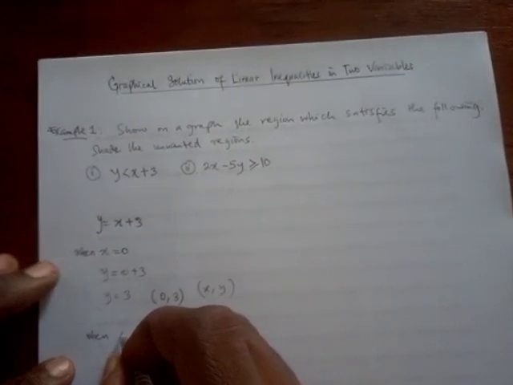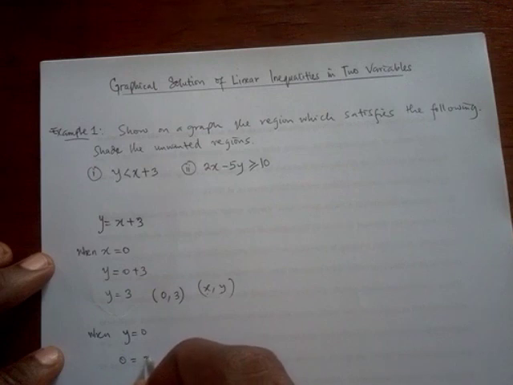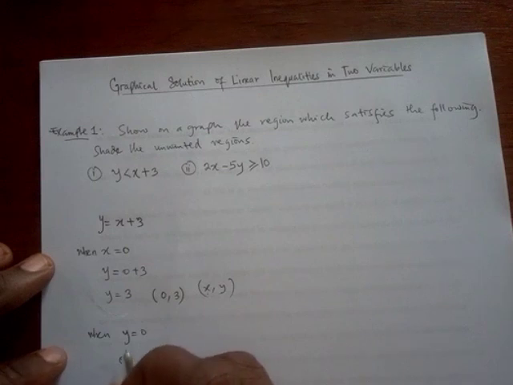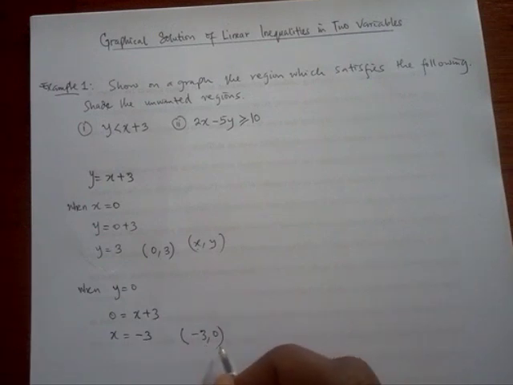So when y is equal to 0, we now have 0 equals x plus 3. So x becomes minus 3. So the coordinates for this point becomes minus 3, 0. That is, the value of x is minus 3 and the value of y is 0.